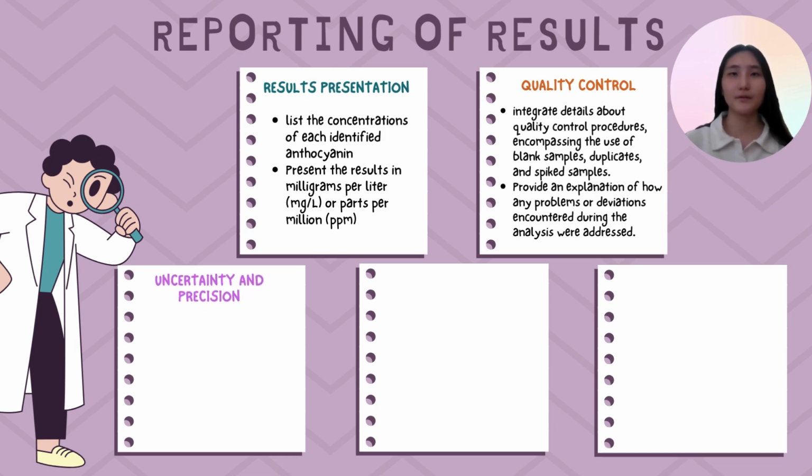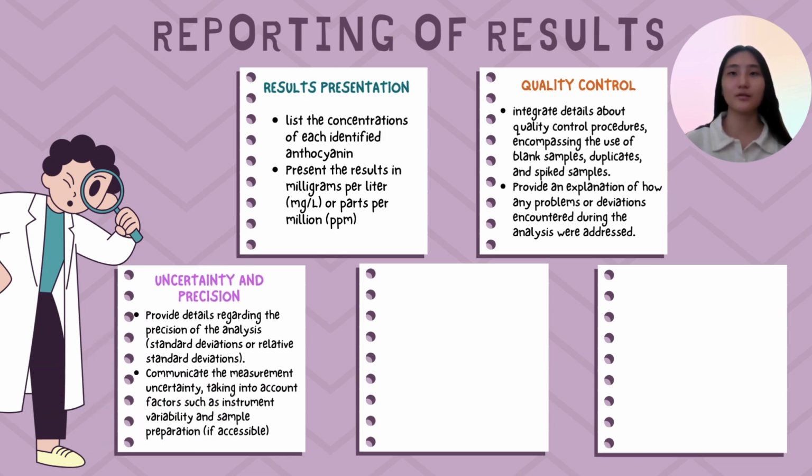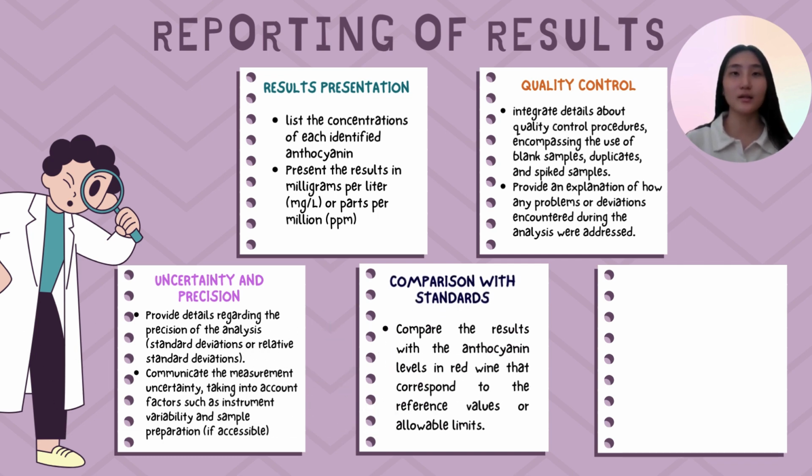Next, uncertainty and precision. Provide details regarding the precision of the analysis such as standard deviations or relative standard deviations. If accessible, communicate the measurement uncertainty, taking into account factors such as instrument variability and sample preparation. Furthermore, comparison with standards. It is vital to compare the results with the anthocyanin levels in red wine that correspond to the reference values or allowable limits.